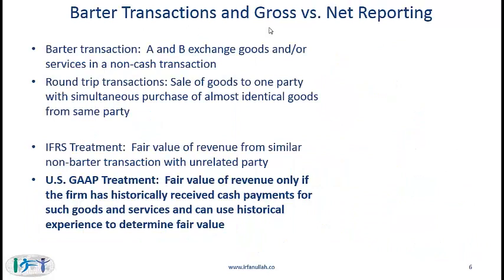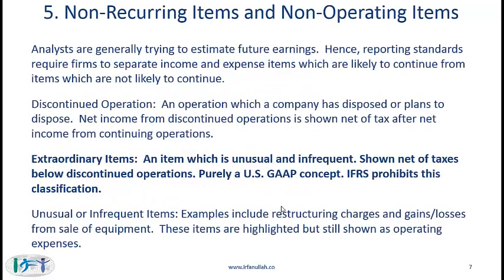Barter transactions and gross versus net reporting. Now here again, how to deal with barter transactions, how to account for them. IFRS and US GAAP say slightly different things. US GAAP is more conservative, while IFRS says fair value of revenue from similar non-barter transactions with unrelated party. US GAAP goes on to say that, look, you need to have proof that you have sold that same thing in the past. So US GAAP slightly more conservative.